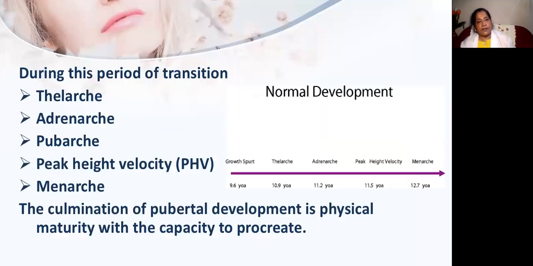During this period of transition, initial is thelarchy, followed by adrenarchy, then puberty. Then there's a peak height velocity, followed by onset of menses, that is menarche. The culmination of pubertal development is physical maturity. So it is not only physical maturity, but also with ovulation, the capacity to procreate.